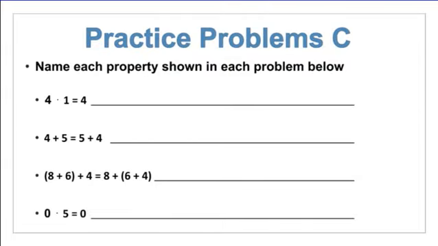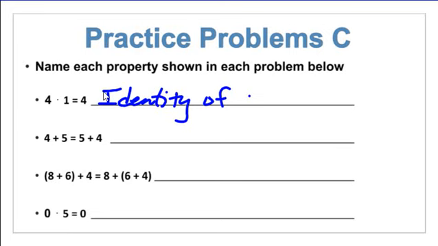We want to name the property. So here, 4 times 1 equals 4. Well, it's multiplying by 1, so that's an identity. And we have to say the operation. So identity of multiplication. So I'm just going to put the sign there. You can write out the word multiplication or you can use the symbol.